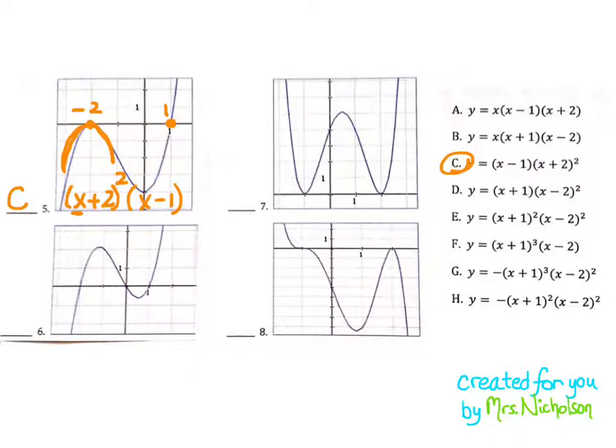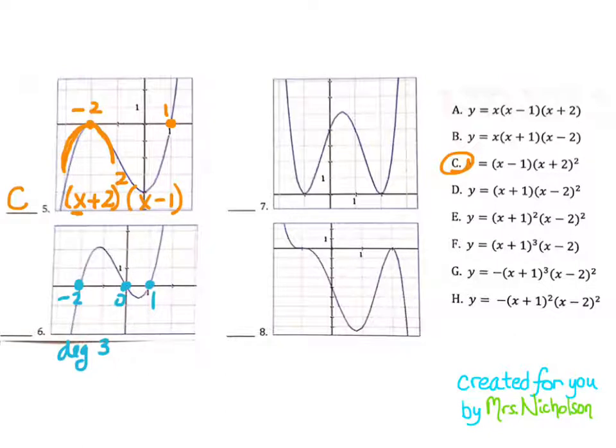Let's move on to question number 6. Again, I have a degree of 3 here. Go ahead and write that down. And let's find our zeros. Right here at negative 2, there's 1 here at 0 and at positive 1. So those are my 3 zeros.